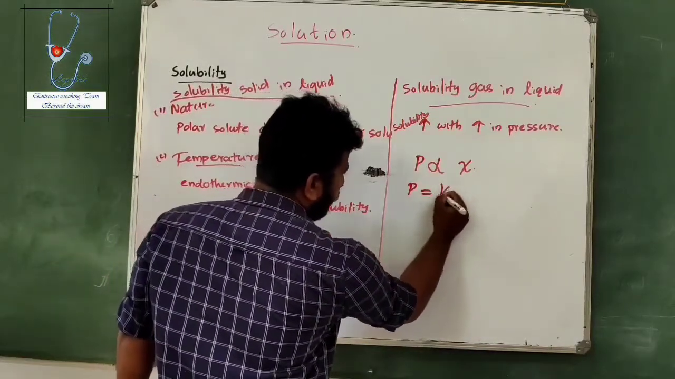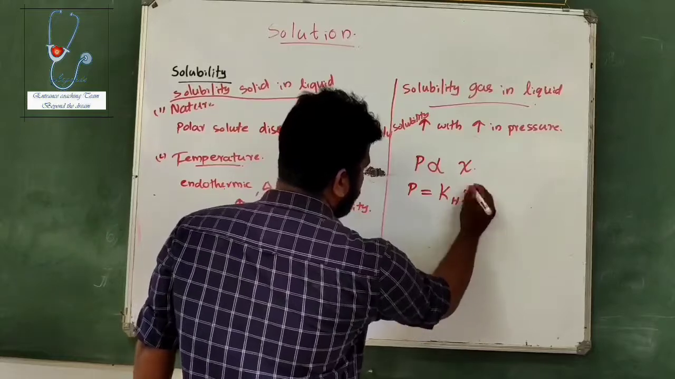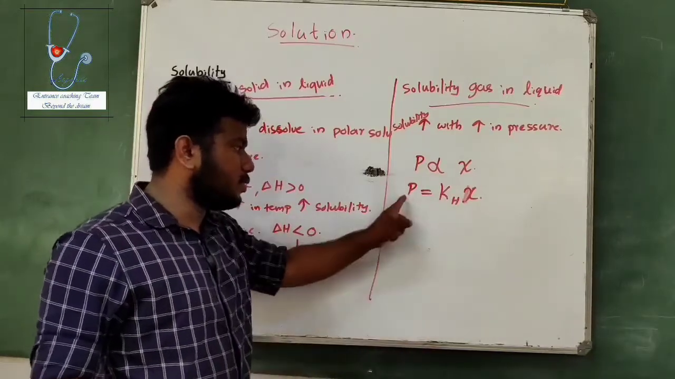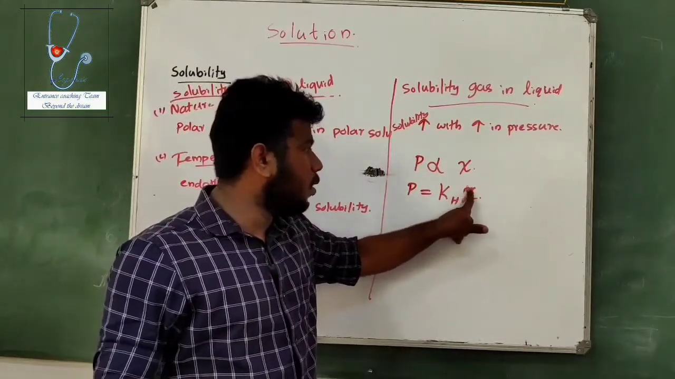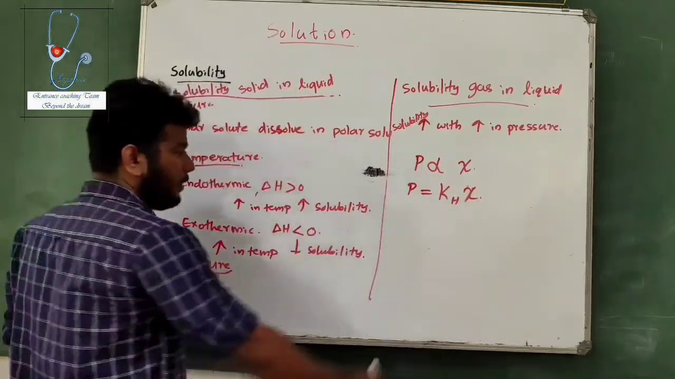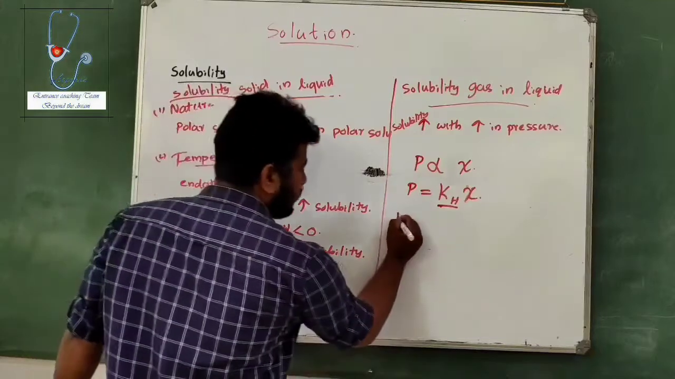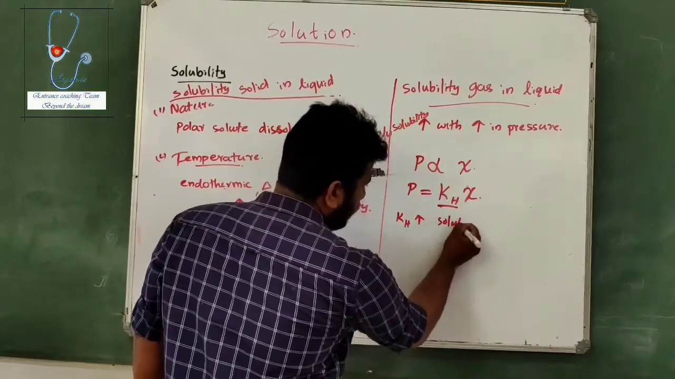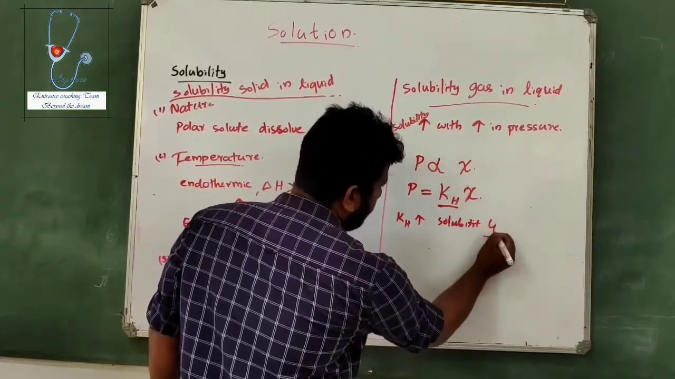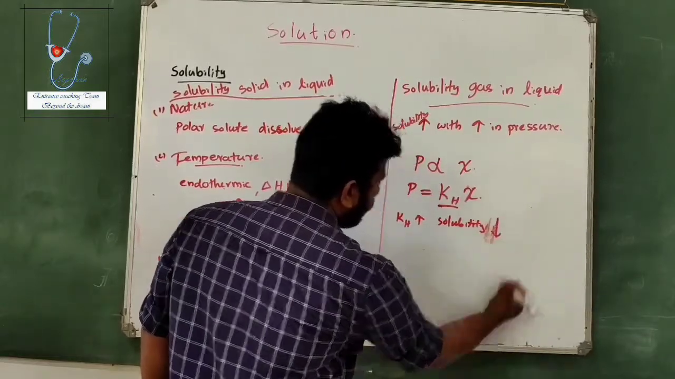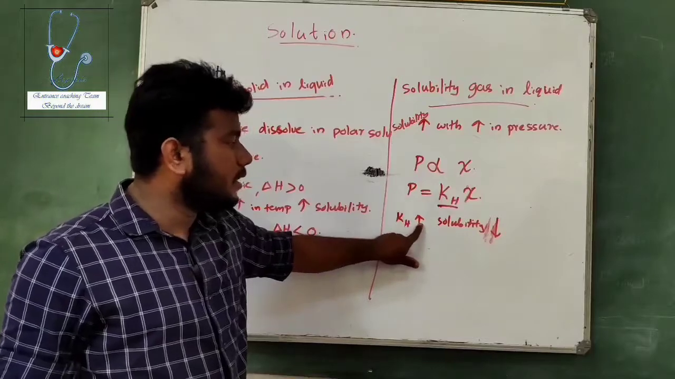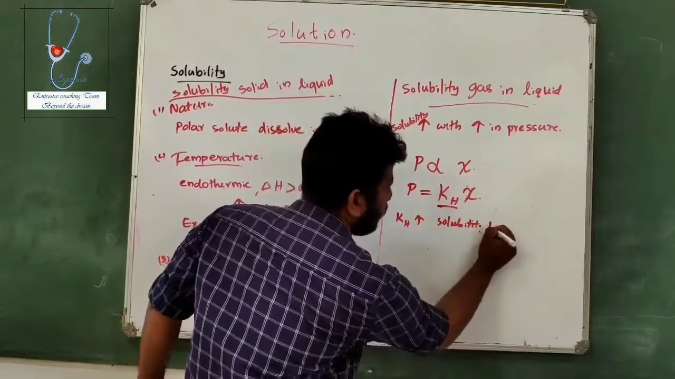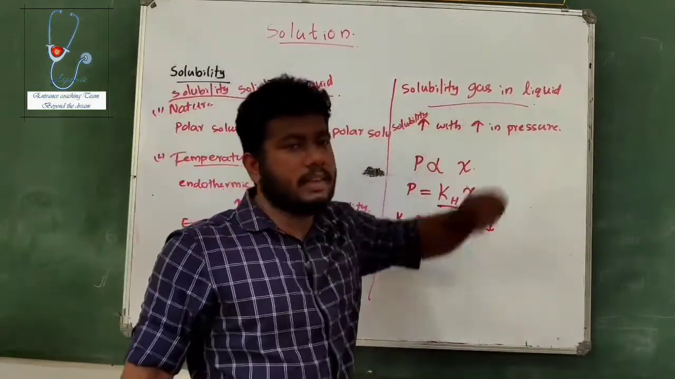P is equal to KH into X, KH into mole fraction. This KH is called Henry's constant. P is partial pressure and X is mole fraction. When KH increases, this is the important point for your entrance exams, KH increases, solubility decreases. Okay. This is the solubility of gas in liquid.